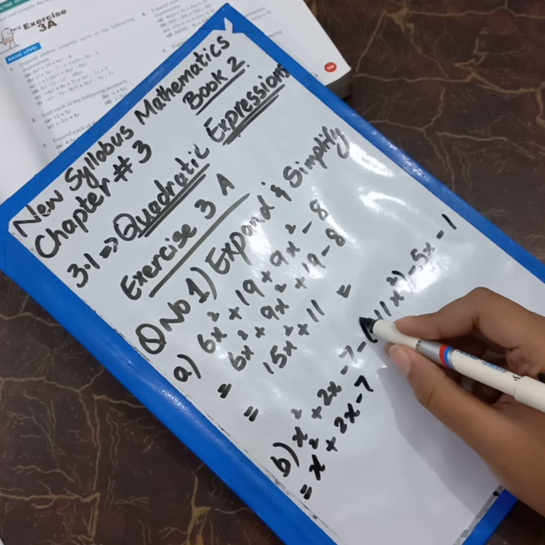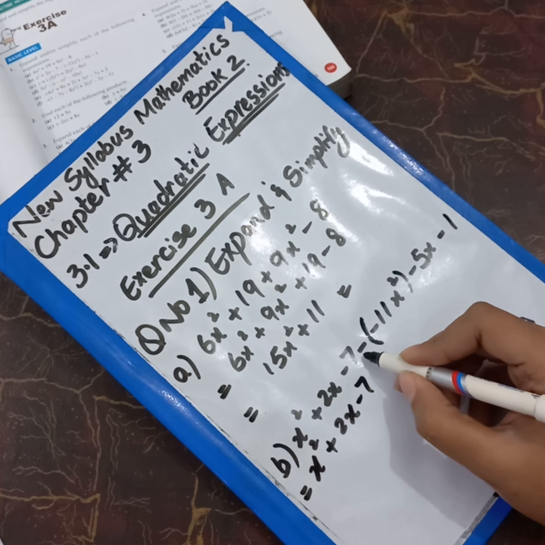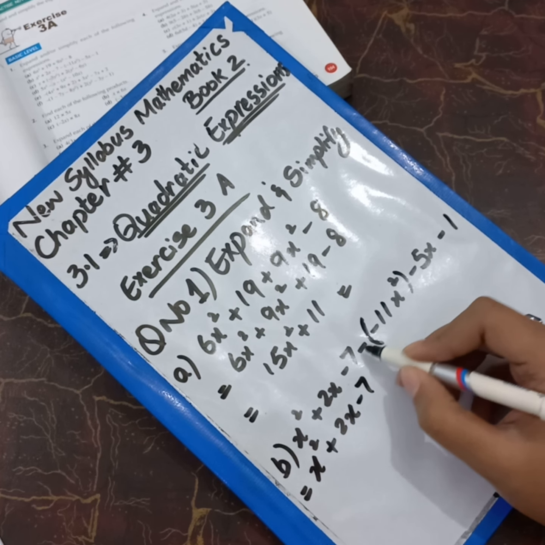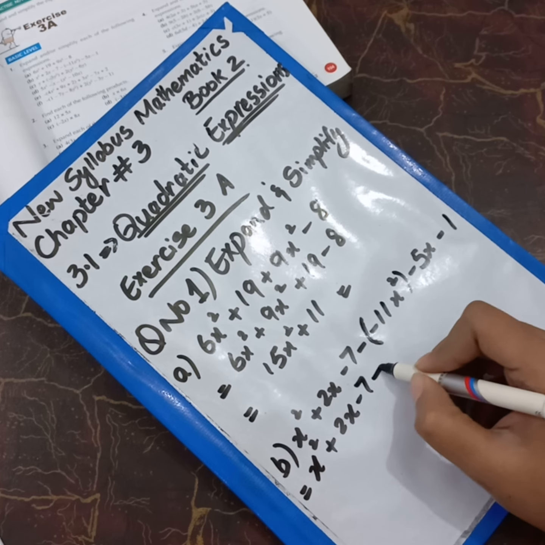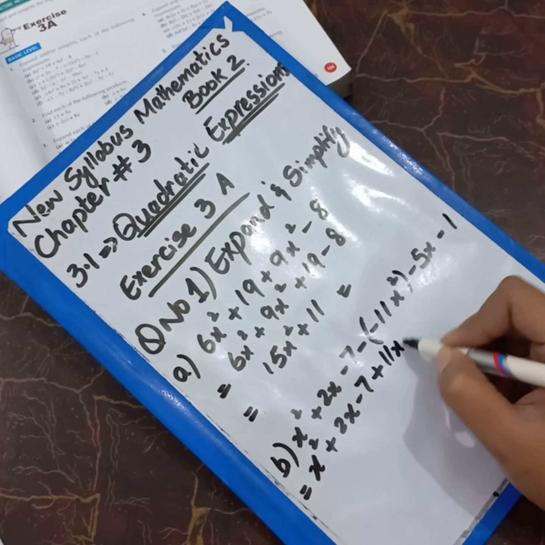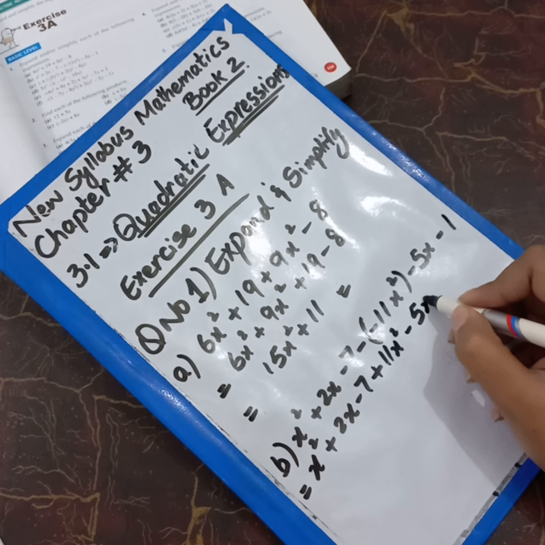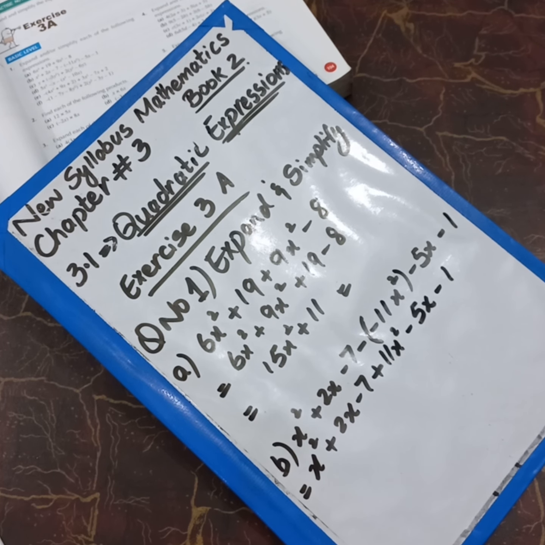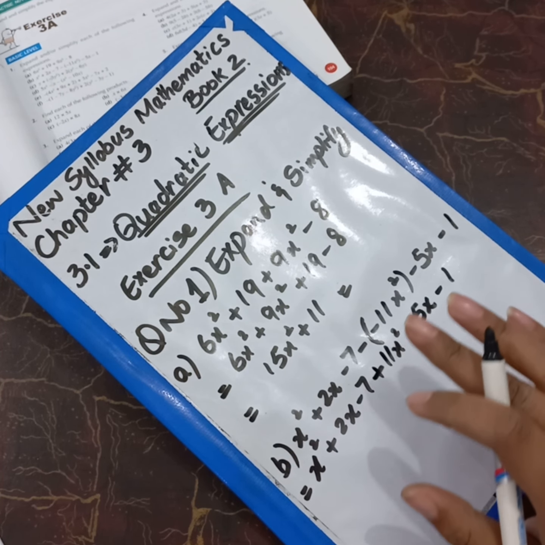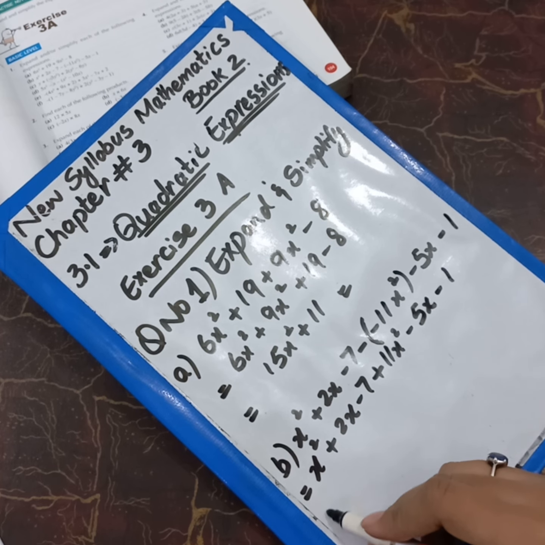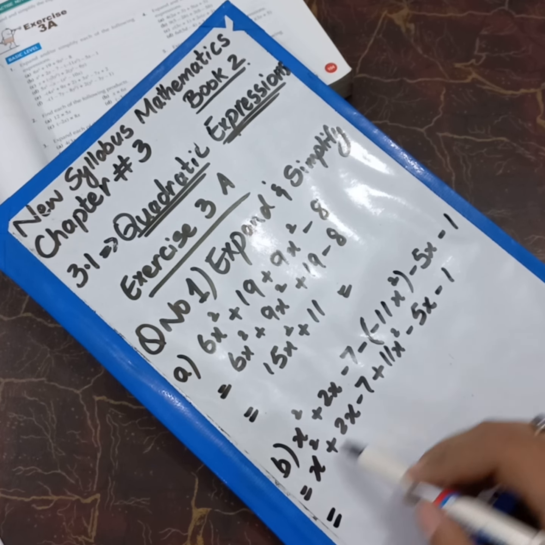So when you are expanding, look where the minus negative sign is outside, so you need to merge both the signs here. So negative negative positive. 11x square minus 5x minus 1. Now expansion is done. Next we will move towards gathering the like terms.